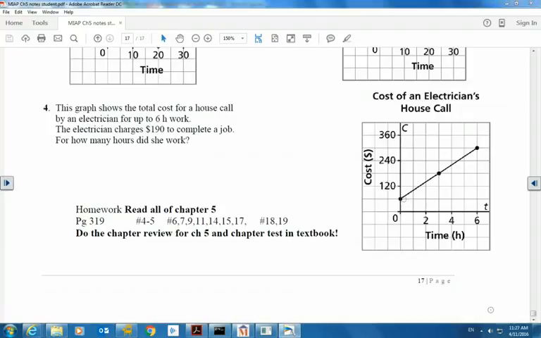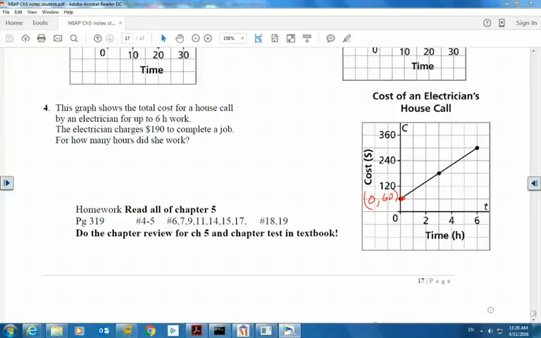So this is at (0, 60). All right, so that's where the graph starts. That's where this electrician starts charging money. What time is it when she's made $60? 0. So basically that means she shows up at your door and boom, you owe her 60 bucks just for showing up. Does that actually happen in real life?